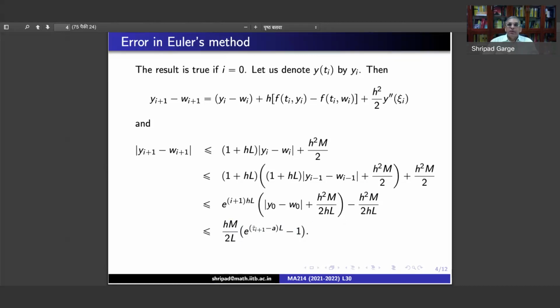So we get the final formula: the i plus 1 actual value and the approximate value, the difference between them is less than or equal to capital H into small h, the step size, into capital M, the upper bound for the second derivative, divided by 2 times the Lipschitz constant, and all this is being multiplied by an exponential value minus 1.